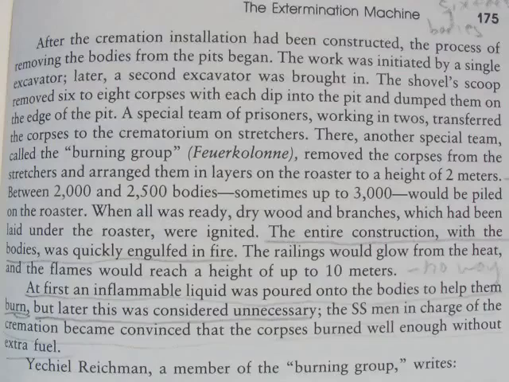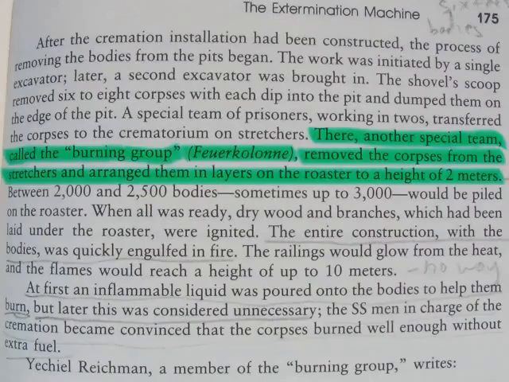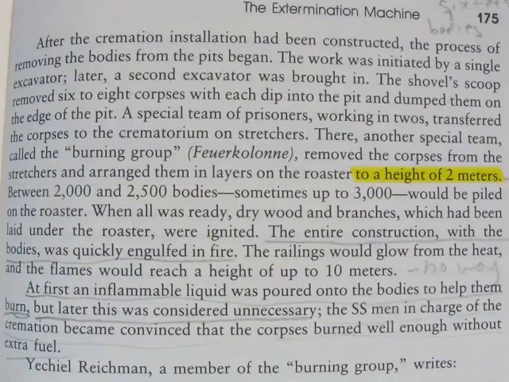Here's another description on page 175. "There, another special team, called the Burning Group, Feuerkolonne, removed the corpses from the stretchers and arranged them in layers on the roaster to a height of 2 meters." 2 meters is 6½ feet. So with room under the rails not much higher than a campfire, they're saying you could then stack the bodies 6½ feet high. The bodies on top wouldn't even get warm, let alone be cremated.